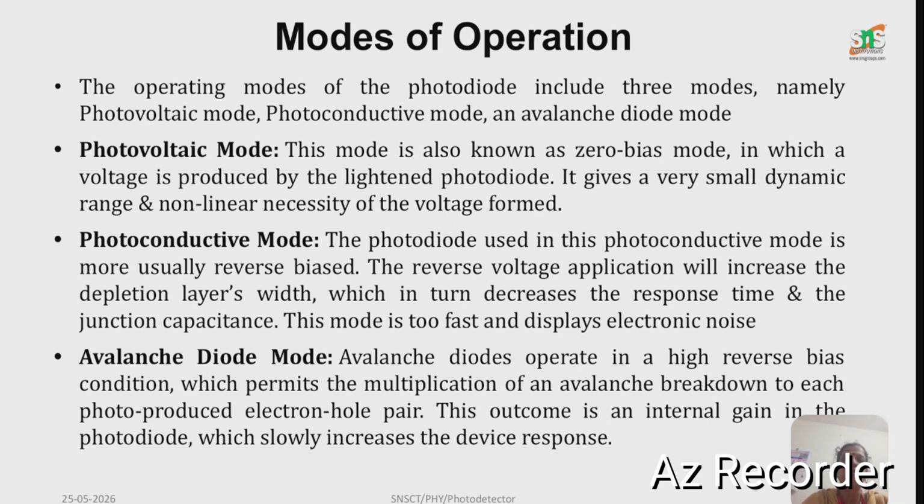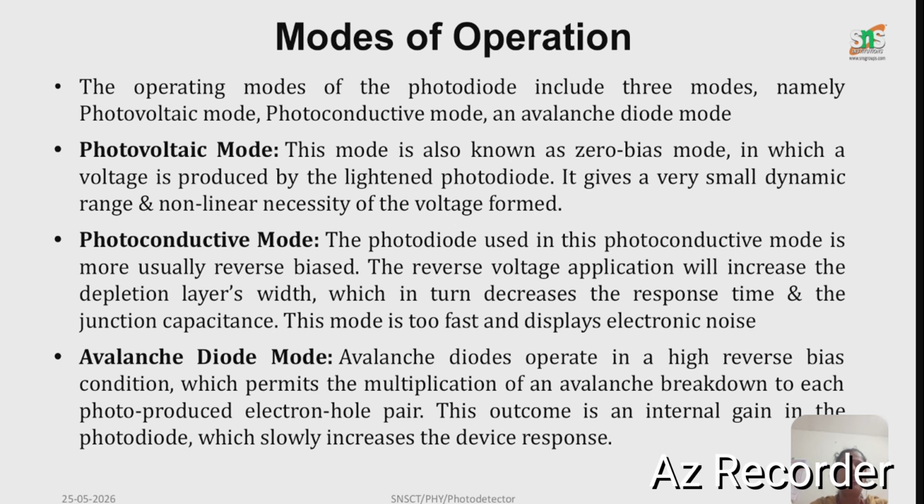Next we can see the different modes of operation. Photovoltaic mode is also called zero bias mode, in which a voltage is produced by the lighted photodiode. It gives a very small dynamic range and a non-linear voltage form. Next is the photoconductive mode. The photodiode used in this mode is more usually reverse biased. The reverse voltage application increases the depletion layer width, which in turn decreases the response time and the junction capacitance. So this mode is fast and it displays electronic noise.